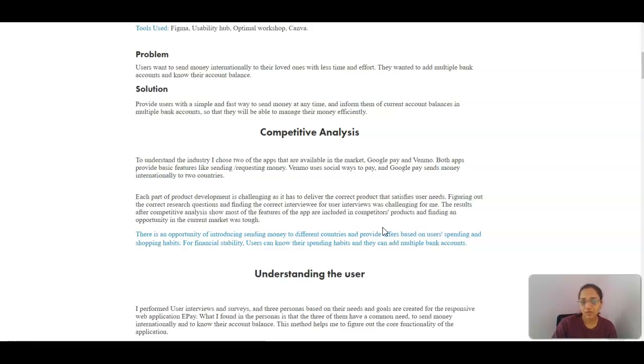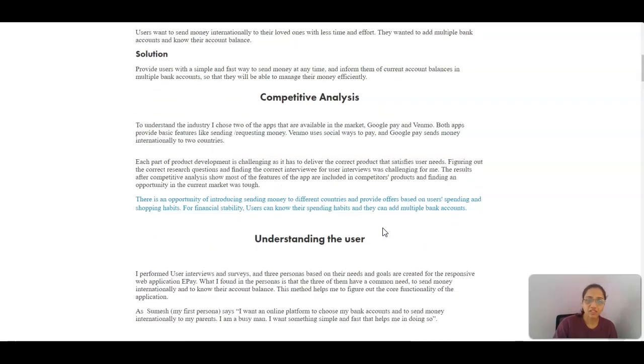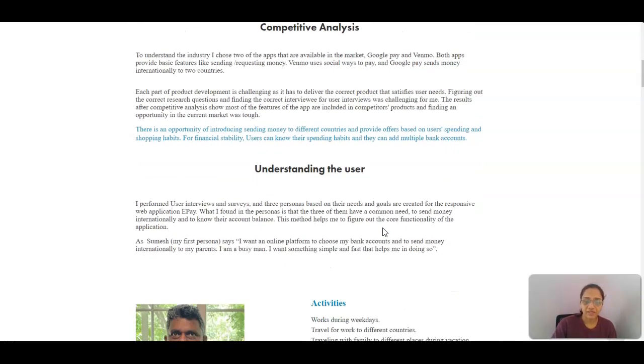But there was an opportunity of introducing sending money to different countries and providing offers based on users' spending and shopping habits. And for financial stability, users can know their spending habits and they can add multiple bank accounts as well. I performed user interviews and surveys, and three personas were created based on their needs and goals.